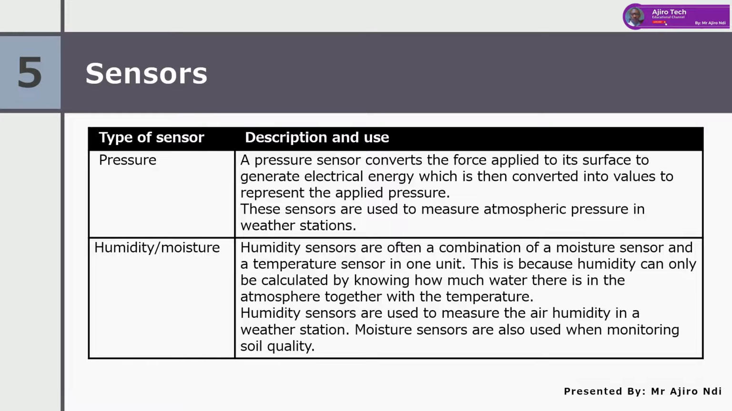Now, you will see that humidity sensors are used to measure the air humidity in a weather station. Moisture sensors are also used when monitoring soil quality. That was why I said it's actually a combination of a light sensor and light emitter. So the amount of light transmitted is dependent on what? The moisture content of the air.